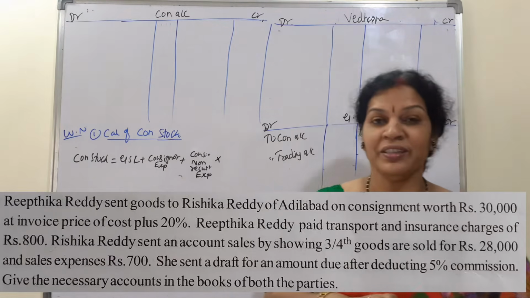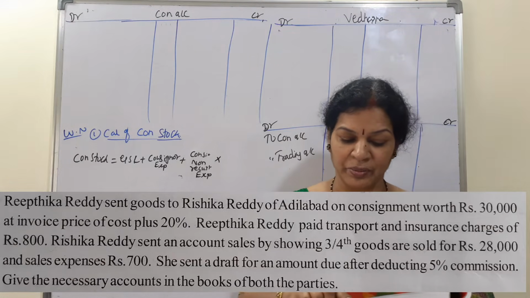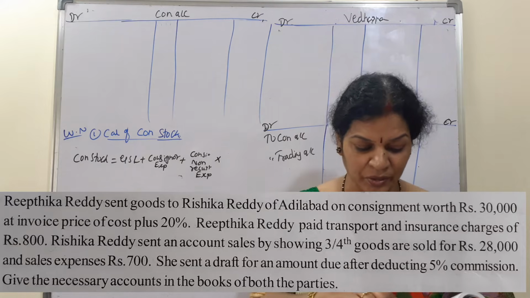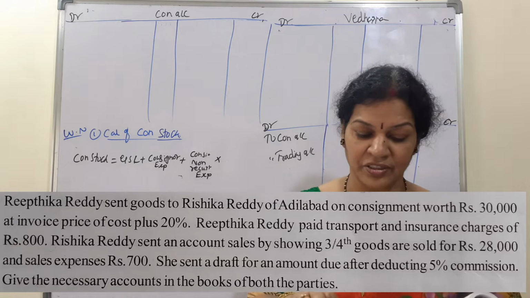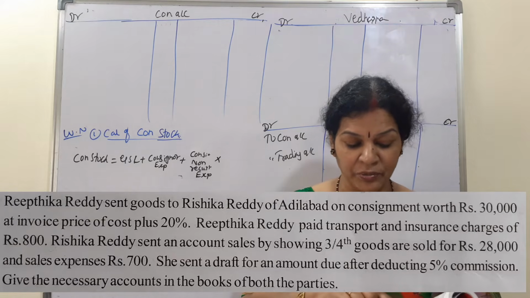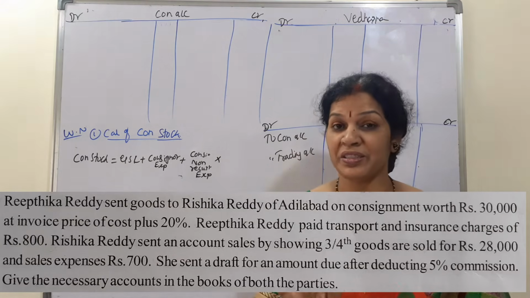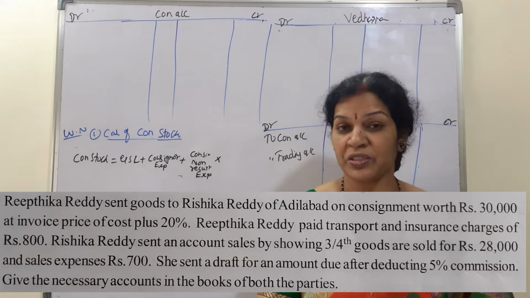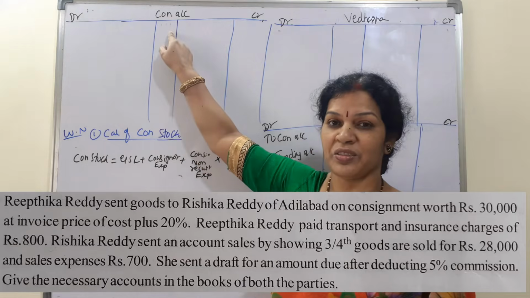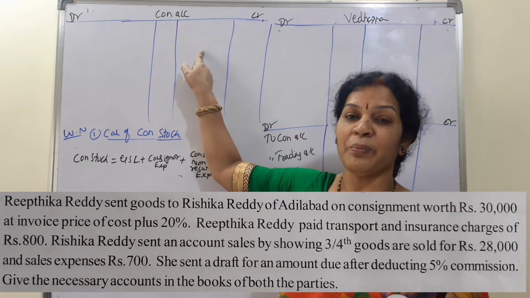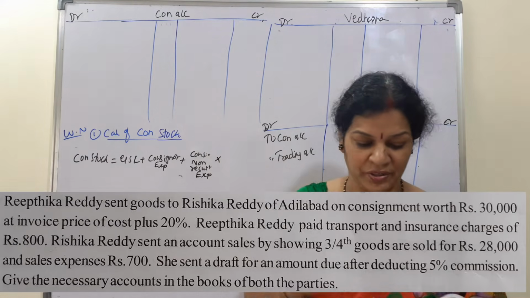So the problem is here. Rectification Reddy sent goods to Rishika Reddy of Adilabad on consignment worth 30,000 rupees. Rectification is the consignor, Rishika is the consignee. The goods sent on consignment are worth 30,000 at invoice price, cost plus 20%. Cost is 30,000, 20% extra comes to 6,000, so 36,000 is the invoice price. Goods sent on consignment 36,000 you will write. The loaded amount is here, by goods sent on consignment 36 minus 30, it is 6,000 you will write.